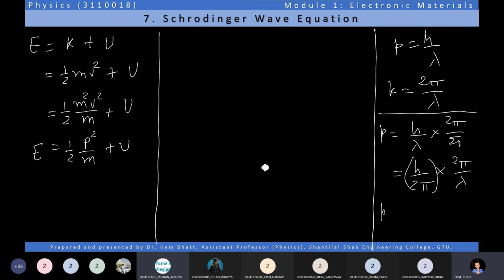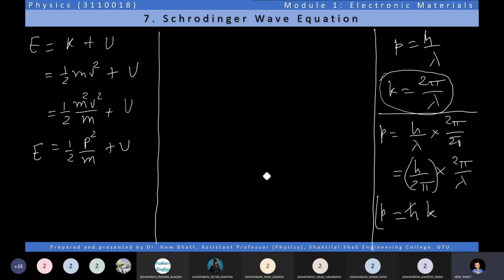No, that's wrong. What is h by 2 pi? No, what is h by 2 pi? h by 2 pi is h cut. In place of h by 2 pi we write h cut, because in quantum physics h by 2 pi comes in many places. So it's not convenient to write h by 2 pi every time, so we give it a separate symbol h cut. And 2 pi by lambda, which I just wrote here, is another symbol k, which is called the wave vector.